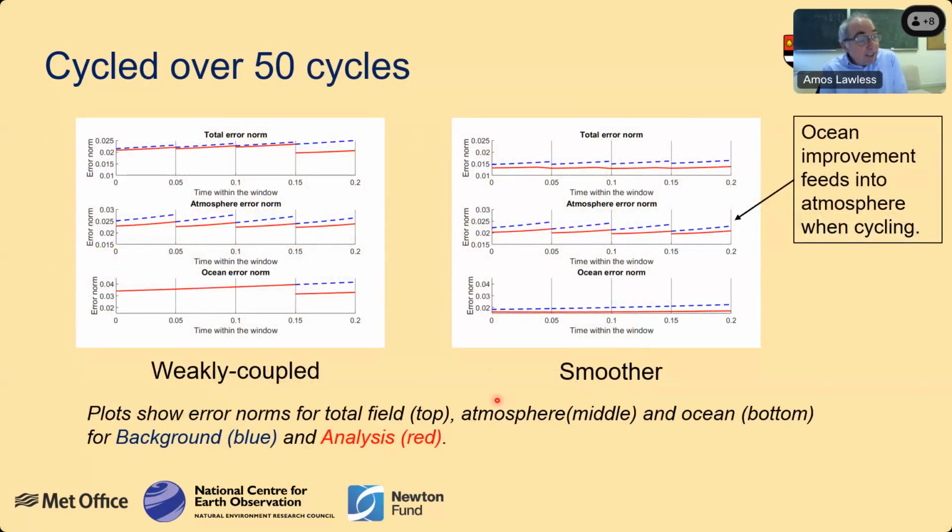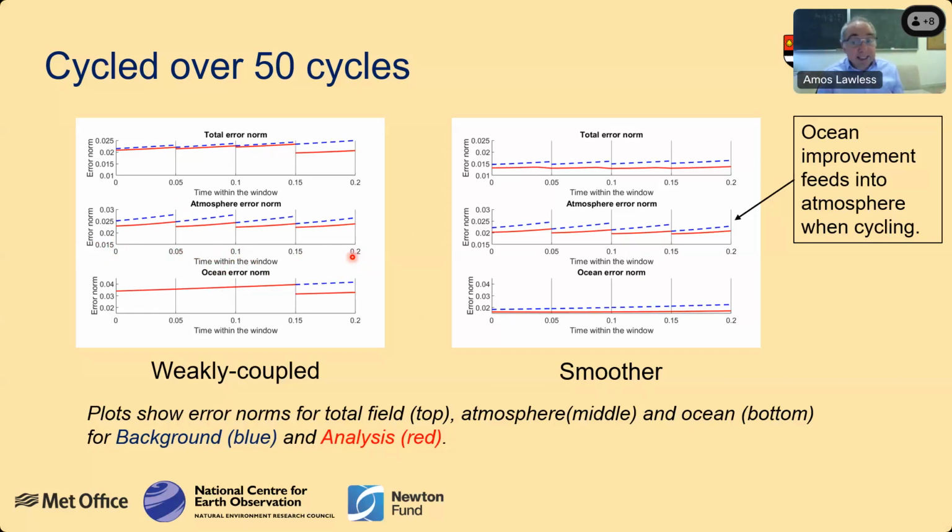So this on the left is showing the weakly coupled system, and on the right the smoother system, where we have the total error norm, the atmosphere error norm and the ocean error norm from top to bottom, where blue is the background and red is the analysis. And these are averages, so we're doing long windows, with 4 short windows of time 0.05, and every 0.2 time units we then do the smoother step and then cycle. And this is the average over all cycles.